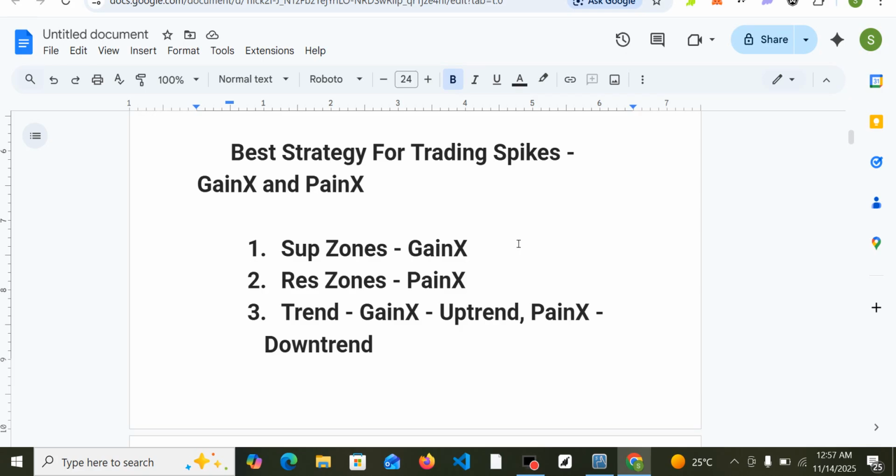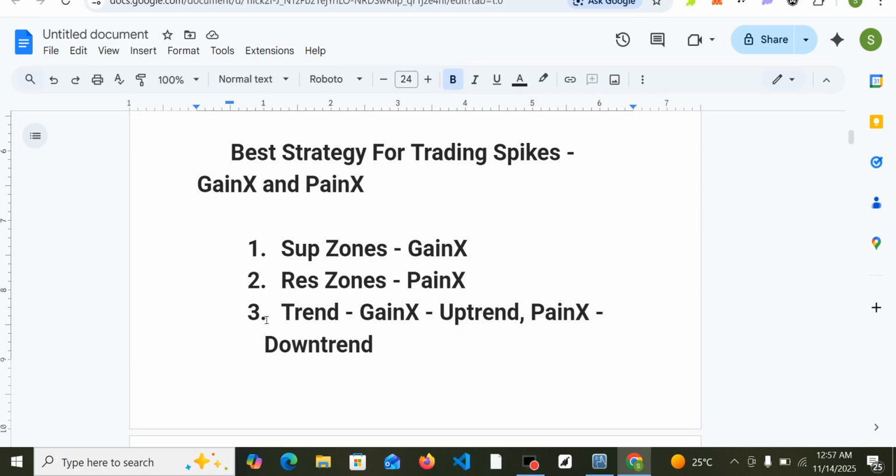Then the second thing is, if you want to trade spikes under PainX, it must be from the resistance zone, which means once the market price is approaching the resistance zones, then you are most likely to experience spikes happening under PainX right from there. And I will share with you when you should expect it most when it is approaching all these zones.